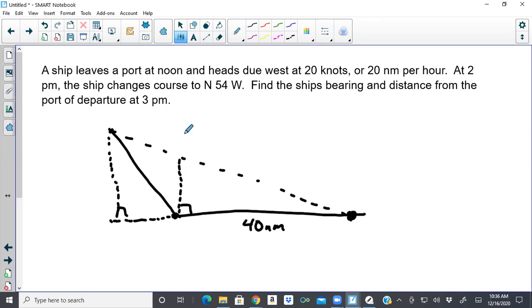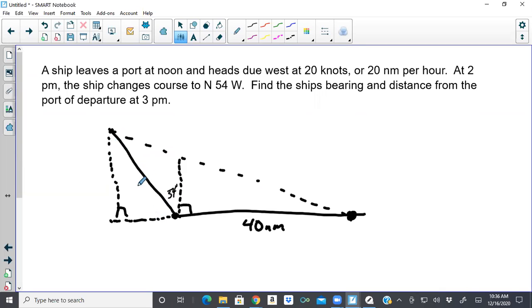So north, this is my north line because it's straight up and down. So north and then 54 degrees west. It's telling me right here that this angle is 54 degrees. So it tells you right there that that angle is 54. All right, since I've got that part of the angle, I have a little more information that I can fill in.